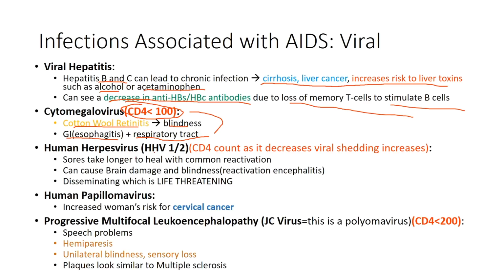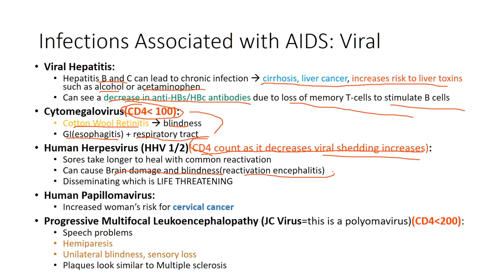Human herpes virus 1 or 2, also known as herpes simplex virus, HSV1 and 2. This is usually worse as CD4 count drops, which really any infection does, but they emphasize that viral shedding increases when your CD4 count decreases. And this causes cold sores or genital sores that last a lot longer, and they're persistent. Also, this can cause meningitis for HHV2 or HSV2, and encephalitis in HHV1 or HSV1, and this is very bad because it causes brain damage and blindness.